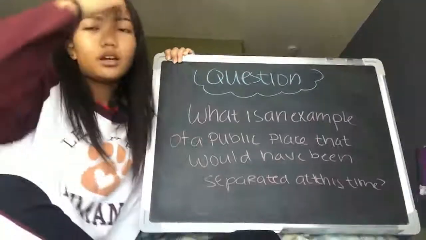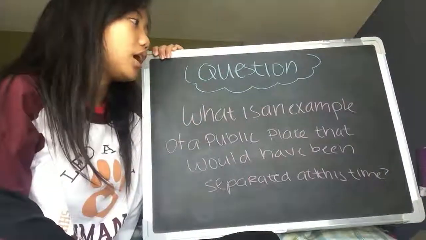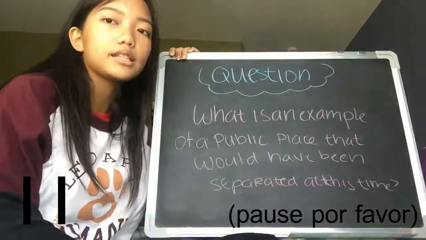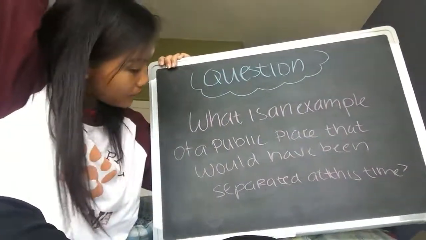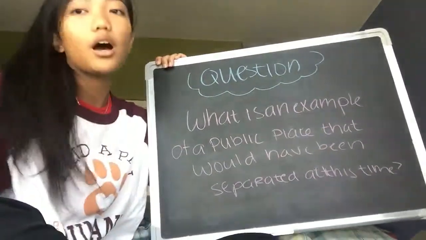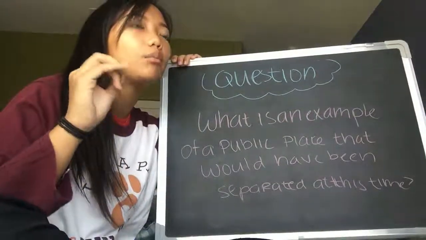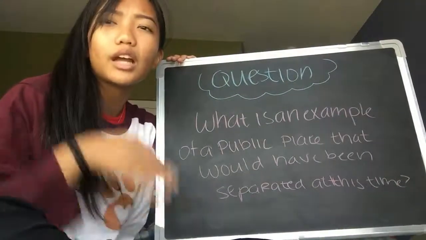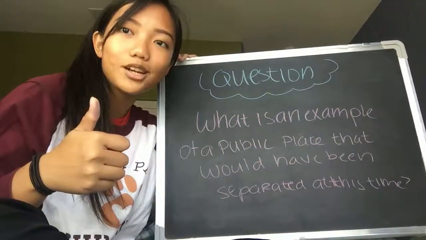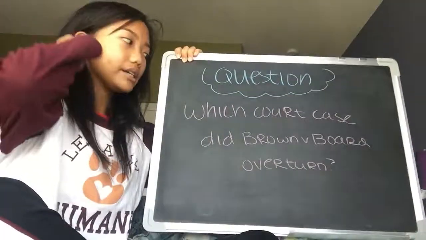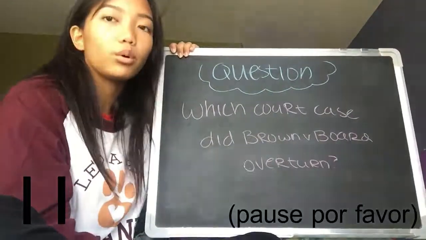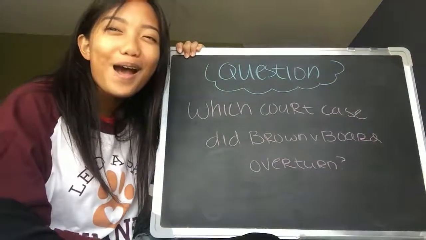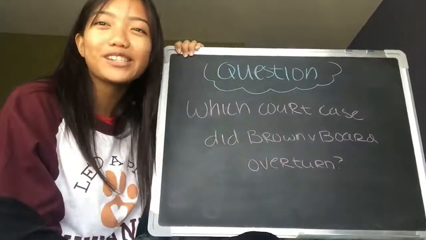Alright, so for our first question, what is an example of a public place that would have been separate at this time period? Basically any public place would work: transportation, buses, restaurants, water fountains, movie theaters, stores, entrances to stores. Yeah, good job. Okay, the second question is, which court case did Brown v. Board overturn? Yeah, it was Plessy v. Ferguson, separate but equal.